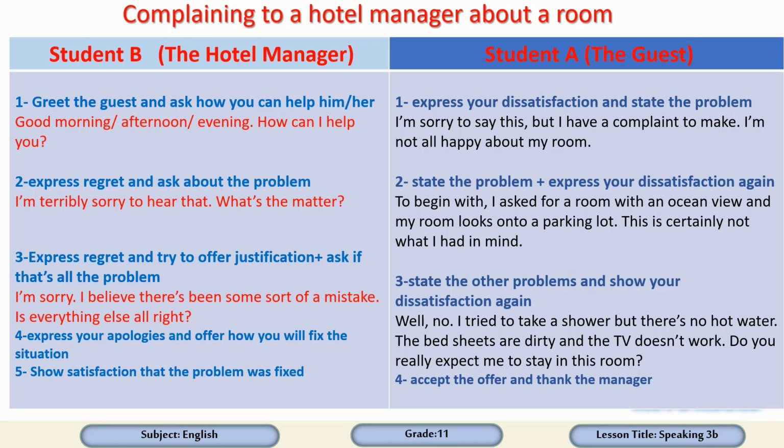Student B will express regret again and try to offer justification and ask if that's all the problem. He or she can say, "I'm sorry, I believe there's been some sort of a mistake. Is everything else alright?" Then student A will state the other problems and show dissatisfaction again. He or she can start like this: "Well, no. I tried to take a shower, but there's no hot water. The bed sheets are dirty and the TV doesn't work. Do you really expect me to stay in this room?"